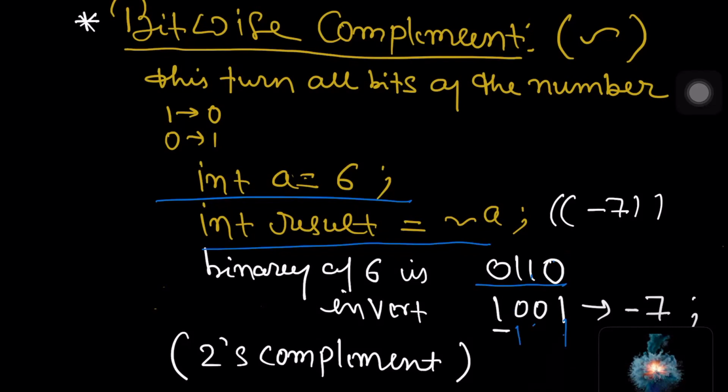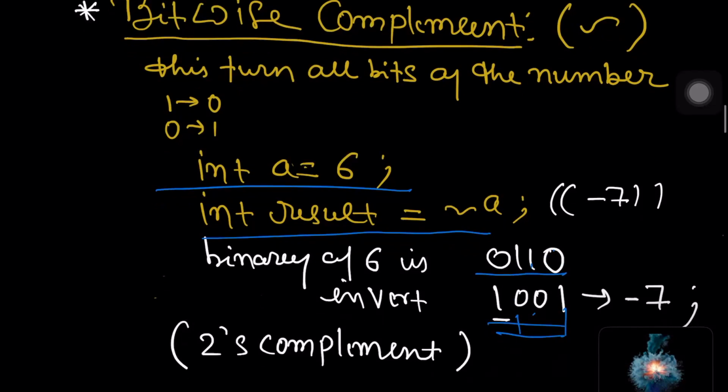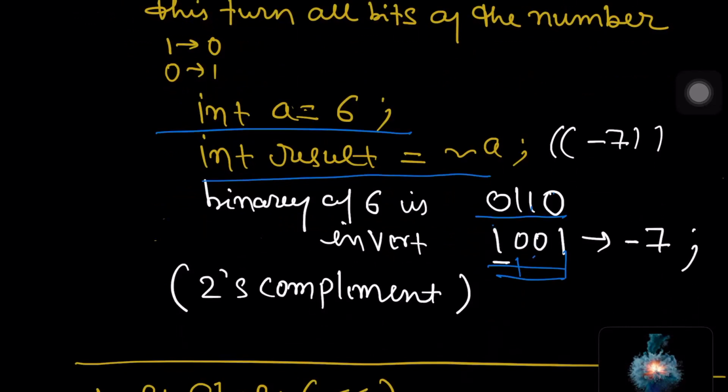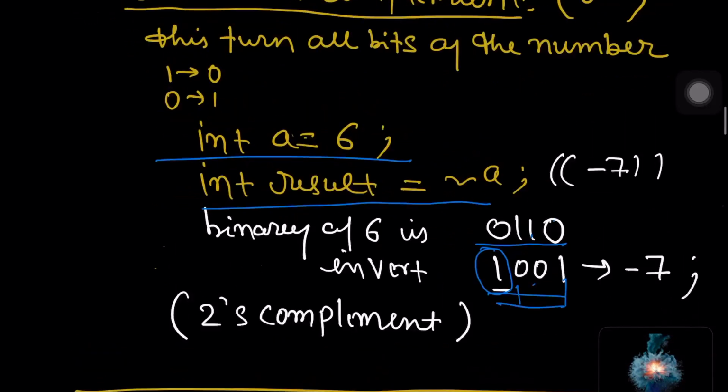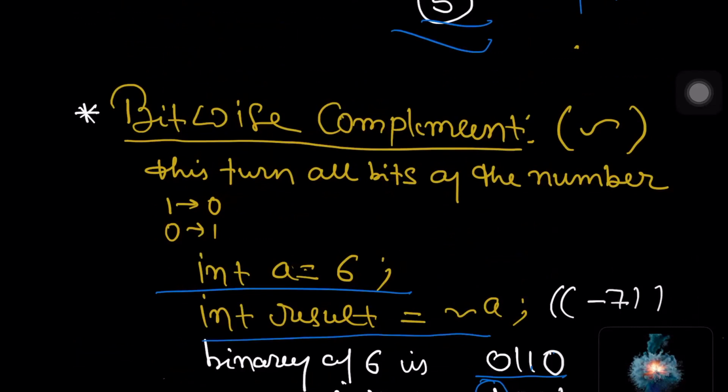And whatever number we get, we'll convert that number to decimal. And if the leading bit is 1, we'll add a minus. That's it. So basically, we perform the second complement, the two's complement. Clear? Bitwise complement.